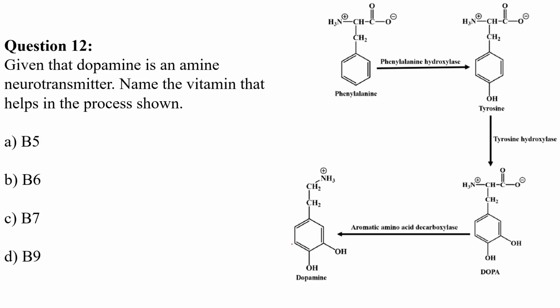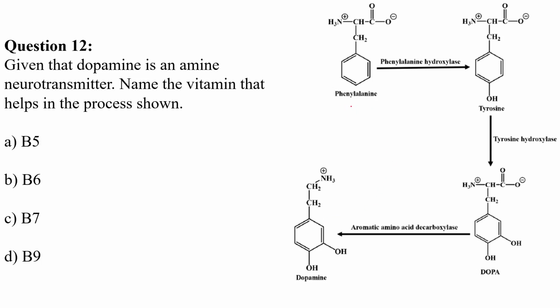Again we will study the next vitamin here. Question number 12. Given that dopamine is an amine neurotransmitter, name the vitamin that helps in the process shown.